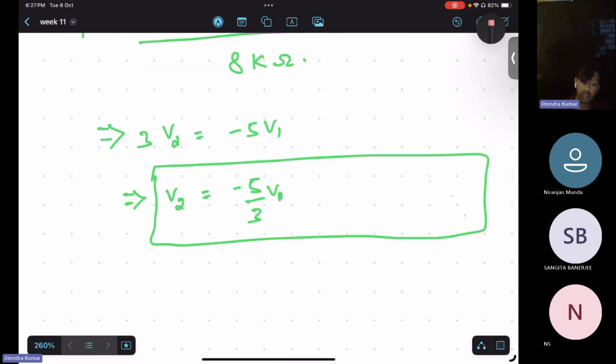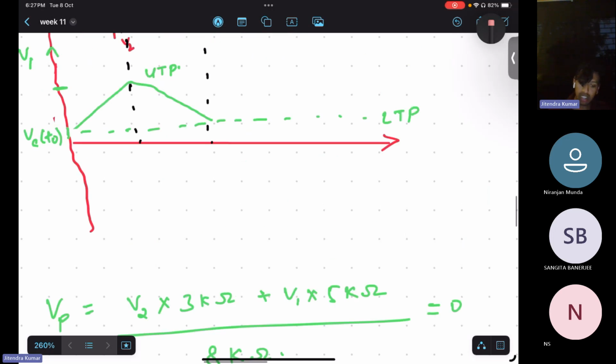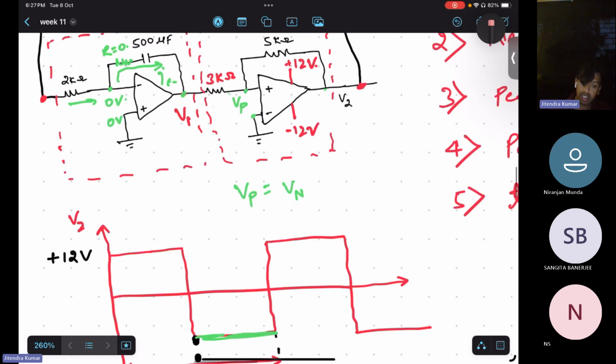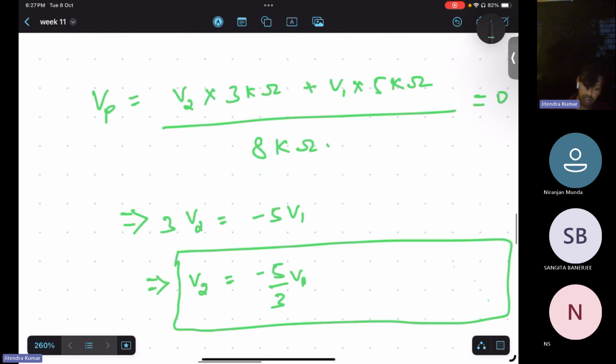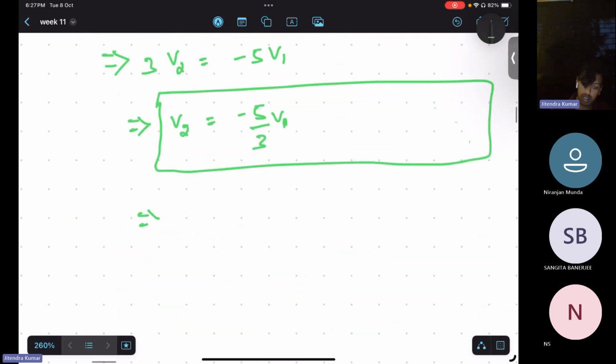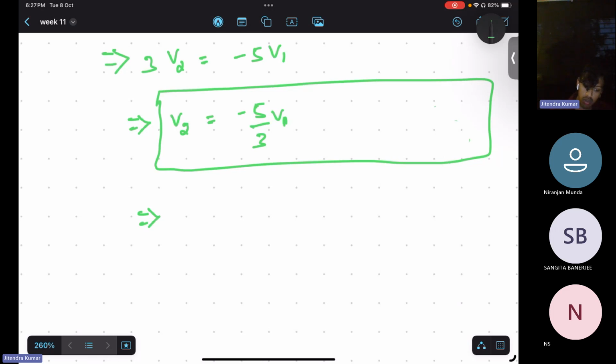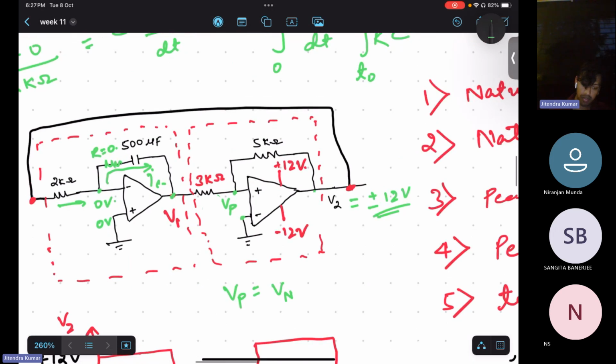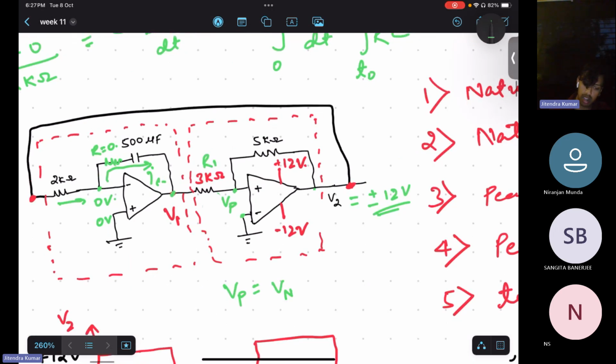V2, exactly, excellent. So V2 is the supply. V2 will be either plus 12 or minus 12. So that's what happens with, remembering, V1 is equal to minus 3 by 5 V2. So now we can say R1 by R2 into V supply. So that was the expression. R1 was 3, R2 is 5 kilo ohm. See, this is the R1, this is the R2.